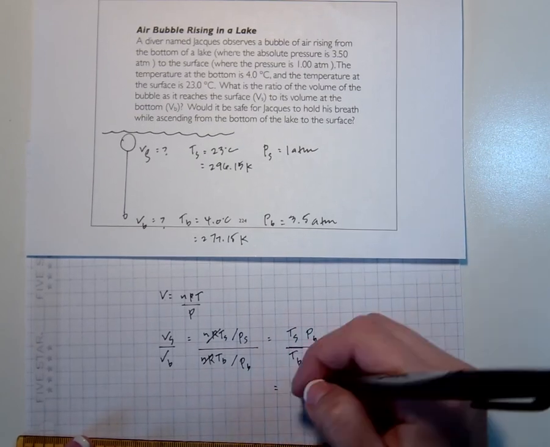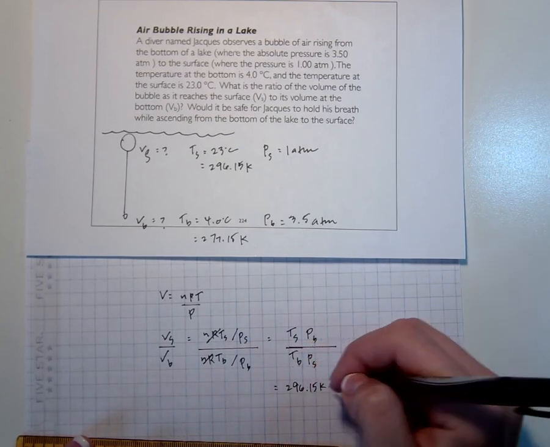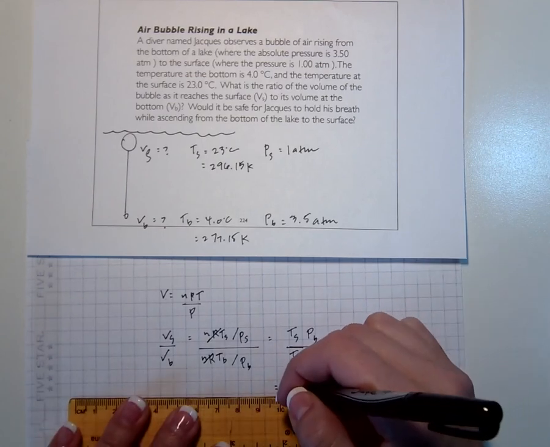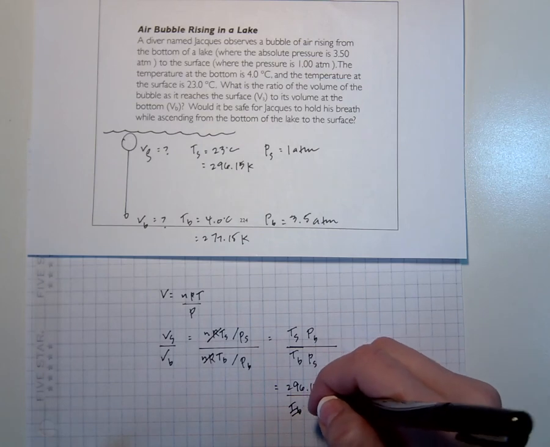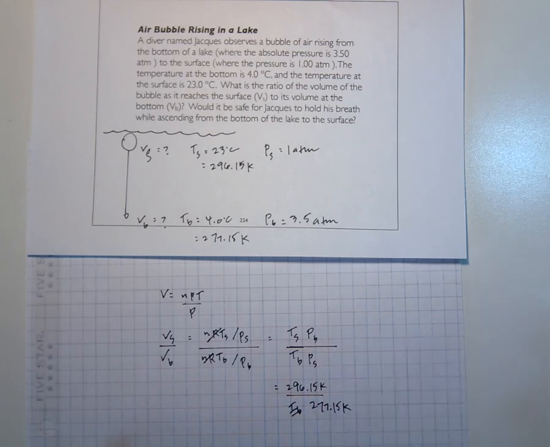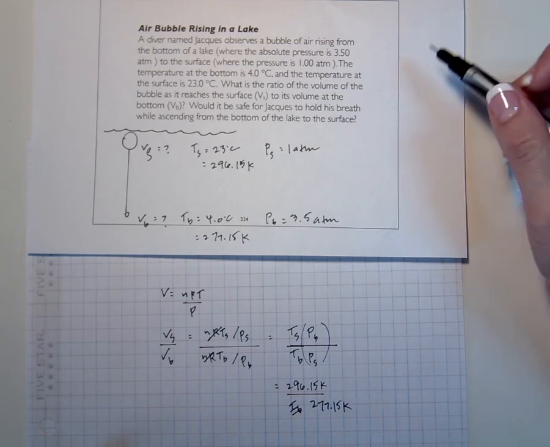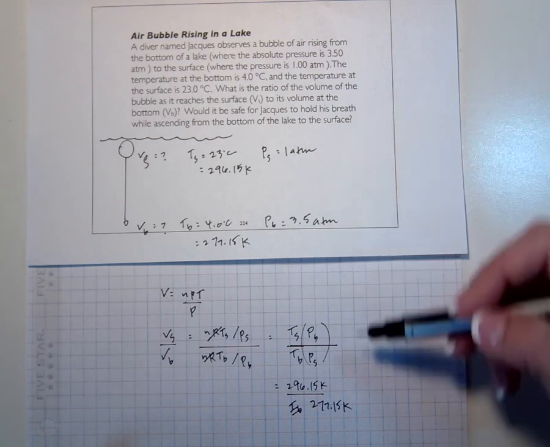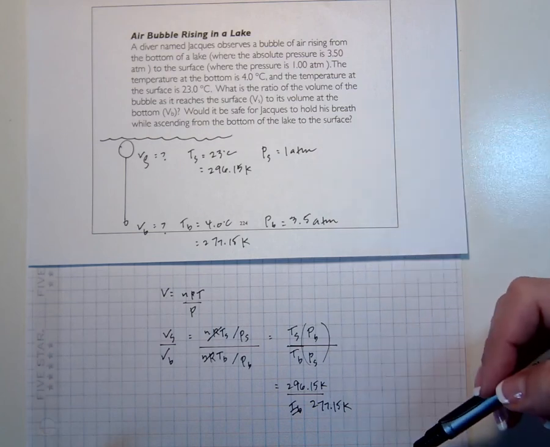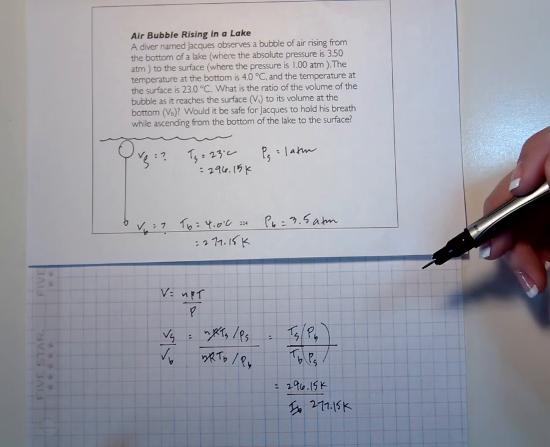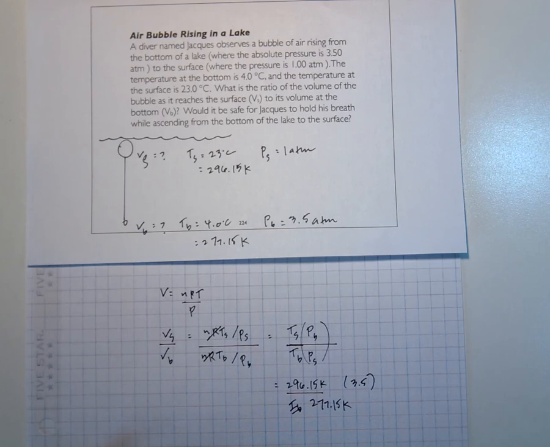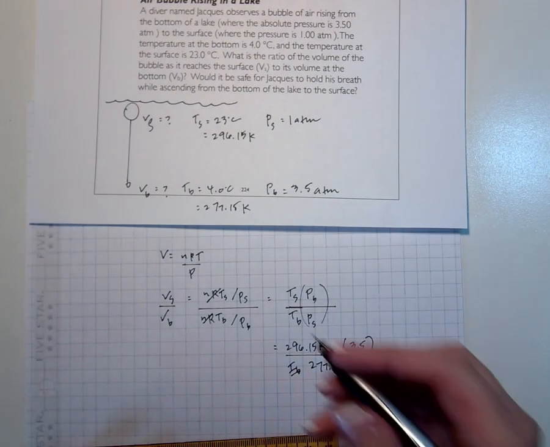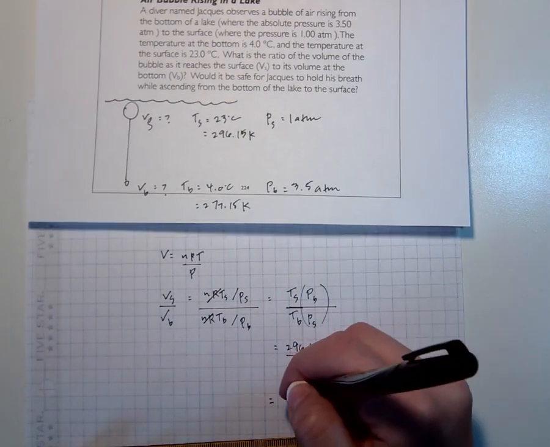So if we plug in, T surface is 296.15 Kelvin, T bottom is 277.15 Kelvin. Now, P bottom over P surface, well, I didn't actually convert from atmospheres because we're just going to end up taking the ratio anyway. And the ratio of 3.5 to 1 is just 3.5. So just multiply by the ratio, and you end up getting 3.74.